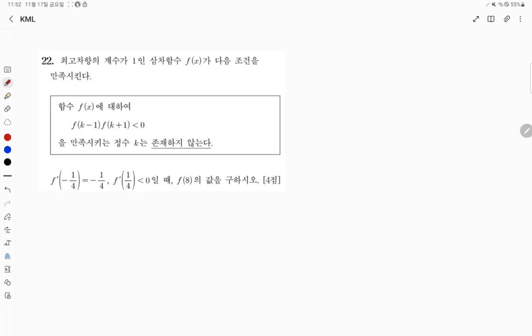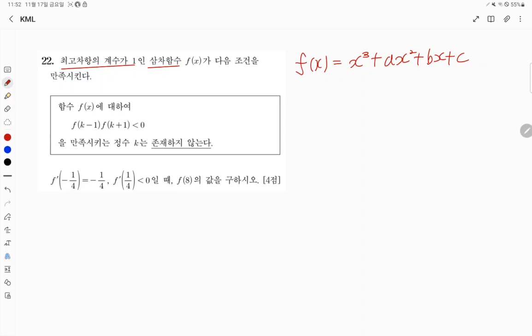In this problem, this means the leading coefficient is 1. And this means a cubic function. So you can make the equation f of x equal to x cubed plus ax squared plus bx plus a constant.